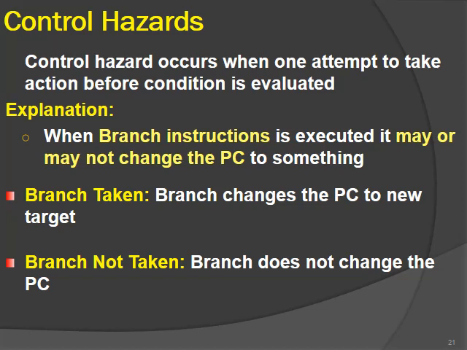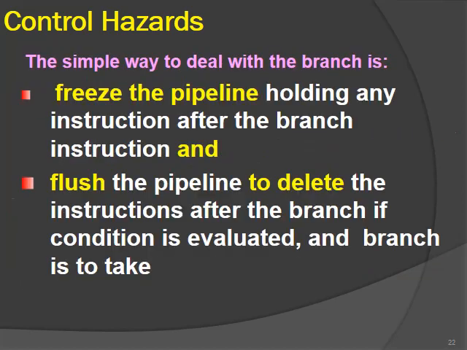So the problem that occurs during the pipeline in the form of control hazard is that when a branch instruction is executed, it may or may not change the value of PC. The simple way to deal with the branch is to freeze the pipeline, that is by holding any instruction after the branch instruction, and to flush the pipeline, that is to delete the instruction after the branch if the condition is evaluated.